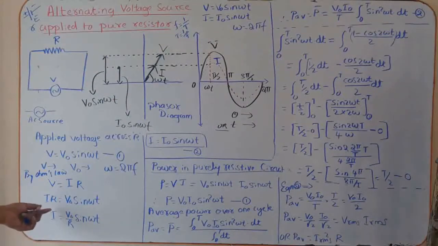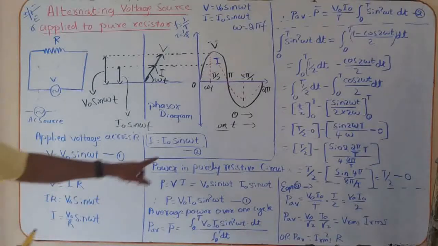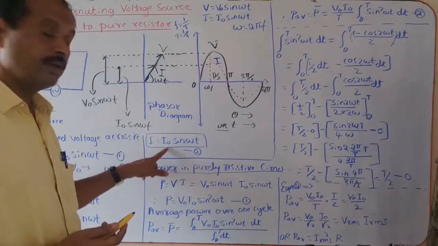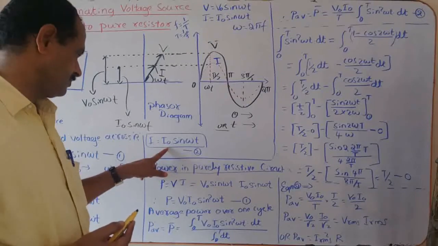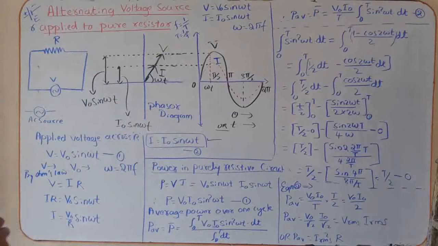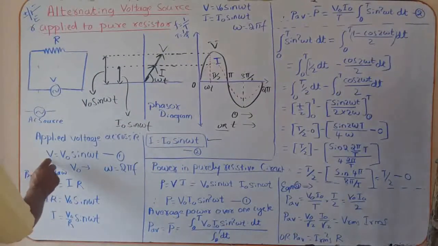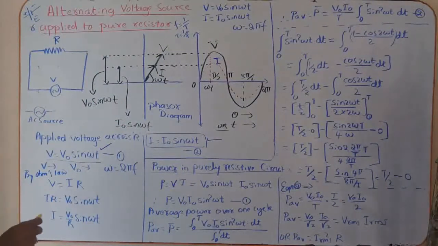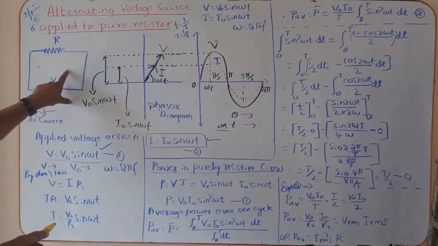See here, that instantaneous value of current, what you got here? V naught divided by R sin omega t. According to Ohm's law, V naught divided by R is said to be I naught. I naught is said to be the peak value of current. Now this is the expression for the current in a pure resistive AC circuit. This is the expression for the voltage in the pure resistive AC circuit.